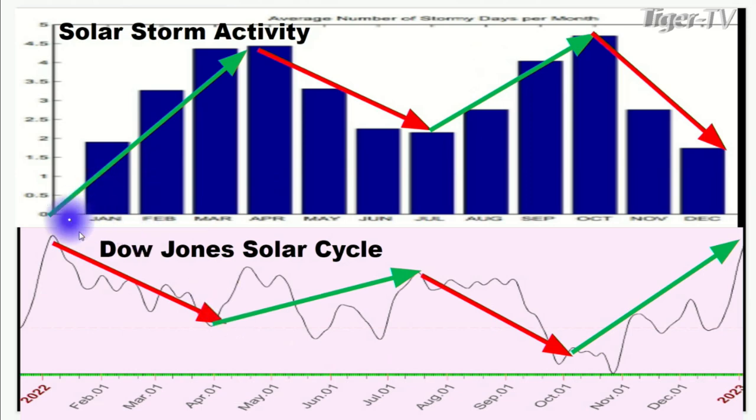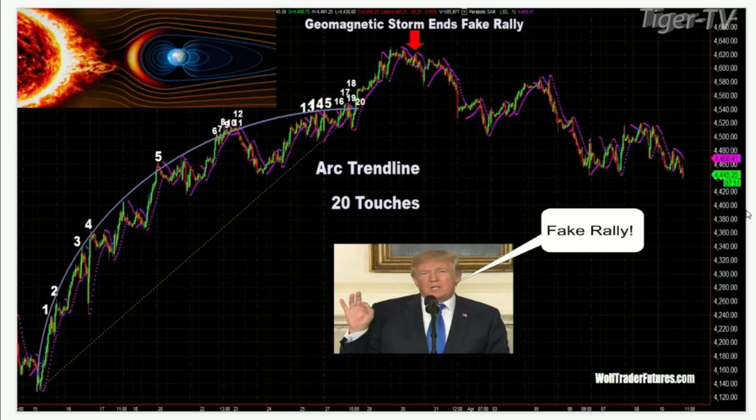It goes all the way down into February, into April, as the solar storm activity increases. As the solar storm activity decreases, the market goes back up. And then as the solar storm activity increases into October, the market falls, et cetera. It is an exact mirror of the way that the S&P behaves. So this is direct evidence that what's happening on the sun with these storms is affecting the markets.